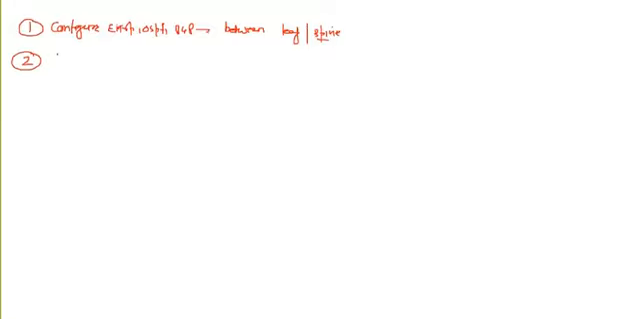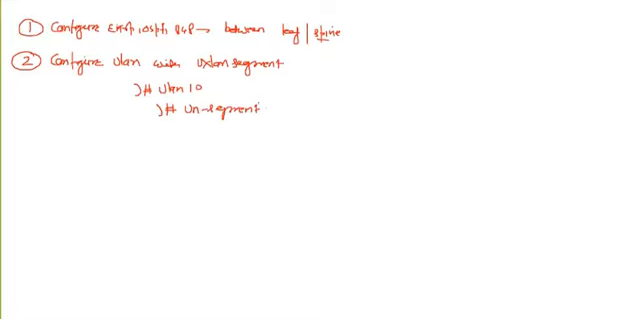Then the second step is to configure a VLAN with a VXLAN segment. So you go to VLAN 10 and then you write vn-segment. Its corresponding VXLAN will be, suppose, 5100. So what is vn-segment? It is the VXLAN VNID. So this is the VNID.